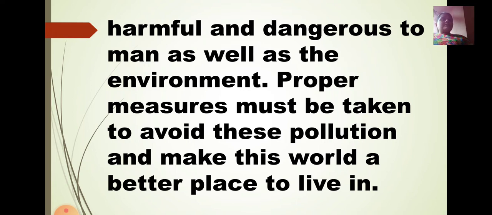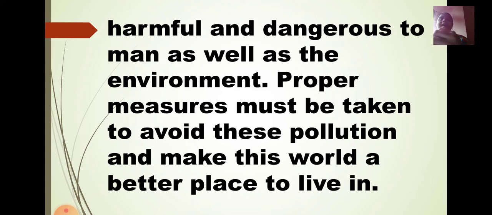Proper measures must be taken to avoid these pollutions. Proper measures means you can take steps, like whenever I go to the park or anywhere outside, I will see to it that I will not throw any waste on the road anywhere. I will dump it properly in the dustbin. So these are the small steps which you can take to avoid these types of pollution.